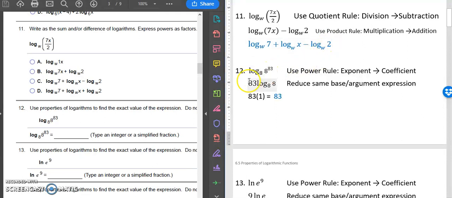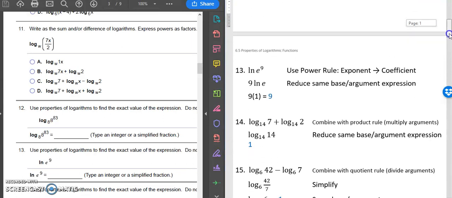For number 12, we have a same base argument situation. We can start out though with the power rule. So we'll take this 83, we'll move it down to the front. So we'll have 83 times log base 8 of 8. And the same base argument situation, remember that just reduces to being 1. 8 raised to the first power is 8, so that's why it reduces that way. So we're just left with 83 times 1, which is simply 83.